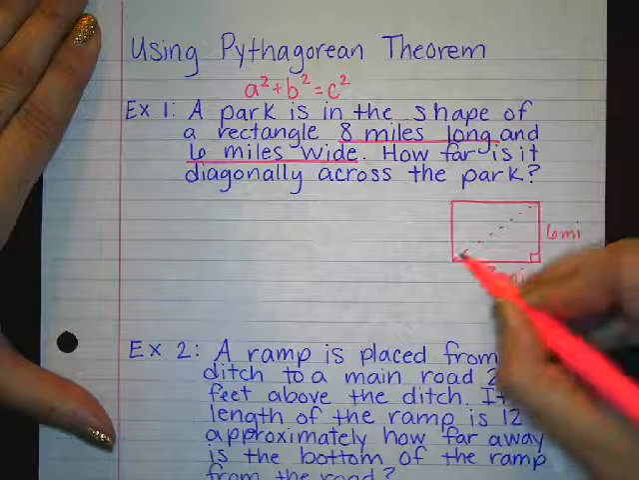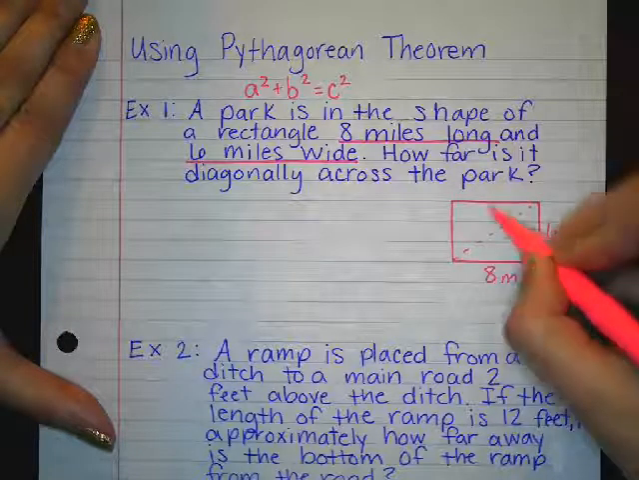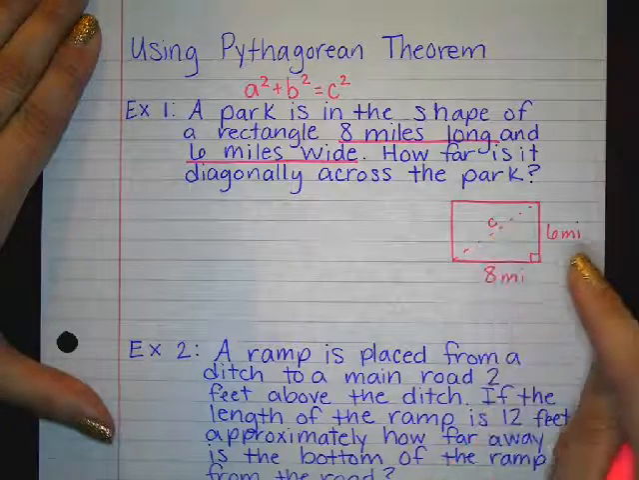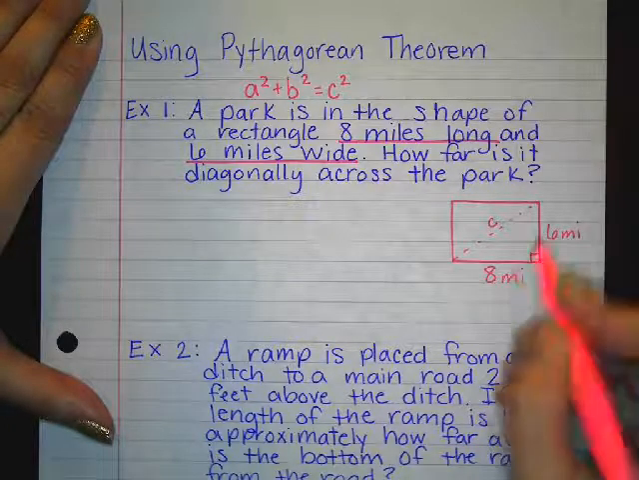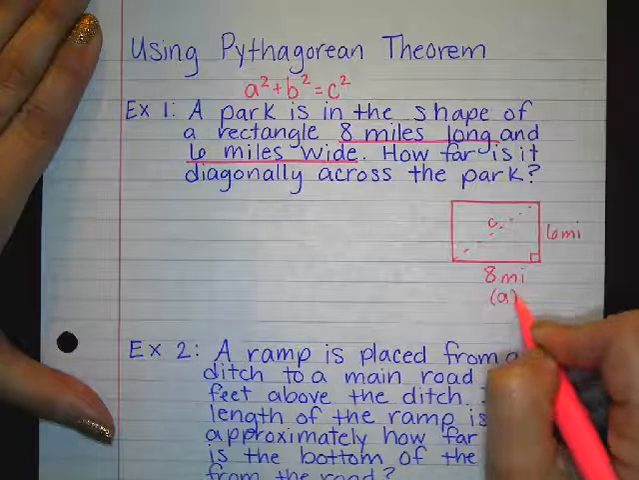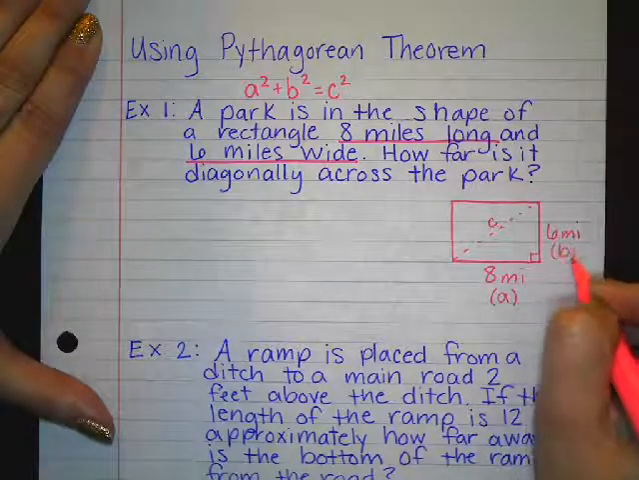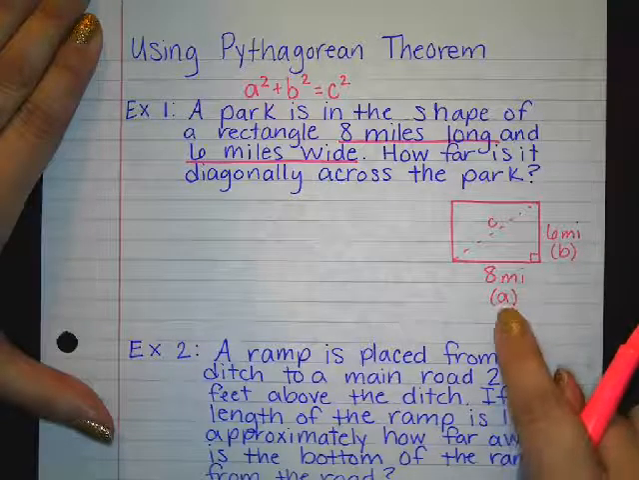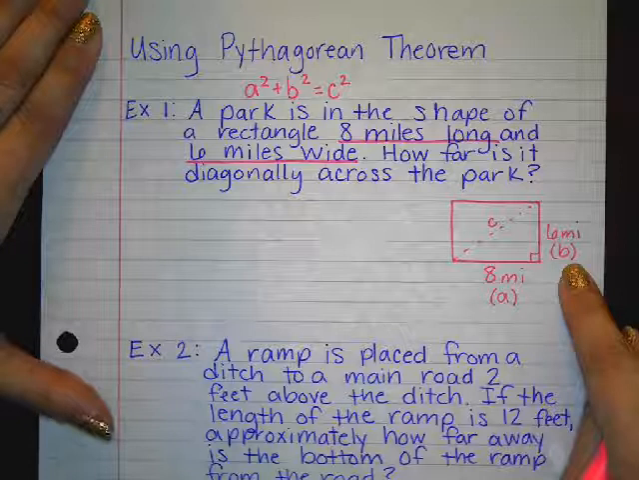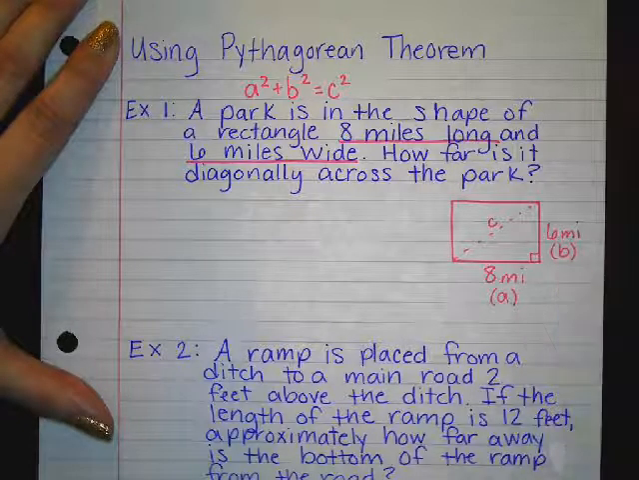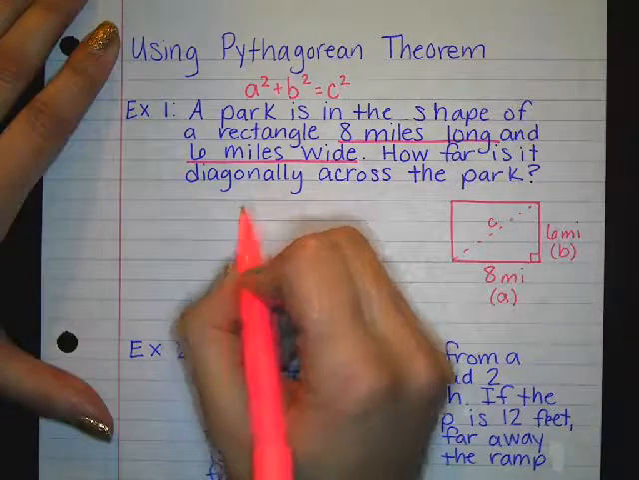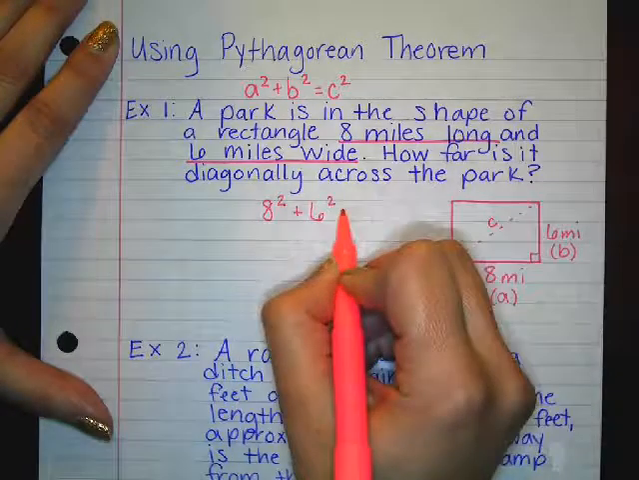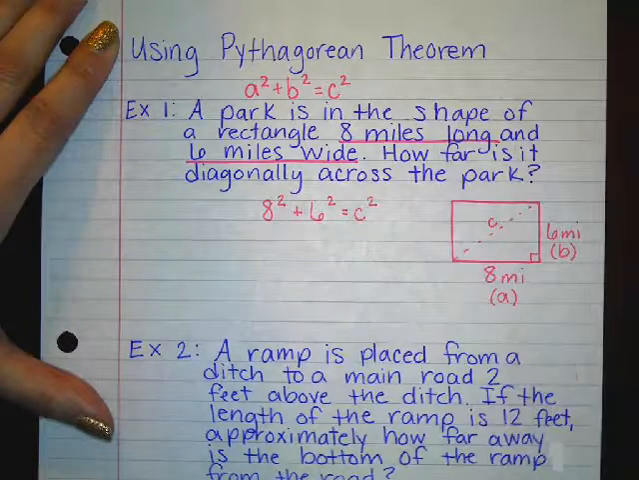So that dotted line is across from my 90-degree angle. So this would be my C value in my Pythagorean theorem. So when I start writing my equation, this is going to be my A, the 8. B is going to be the 6. Now if I flipped those and made 8 my B and 6 my A, it's still going to work because we're still adding them together. So my equation is going to be 8 squared plus 6 squared is equal to c squared.